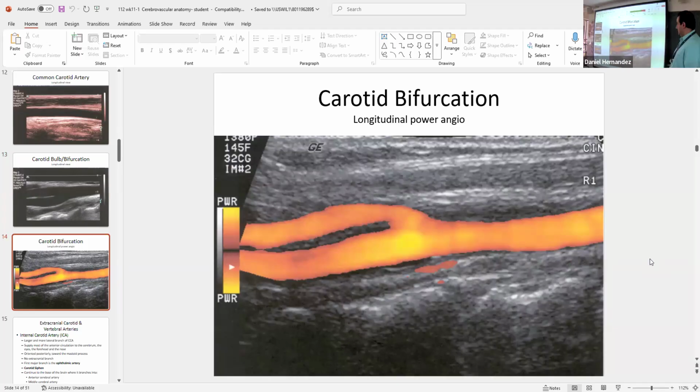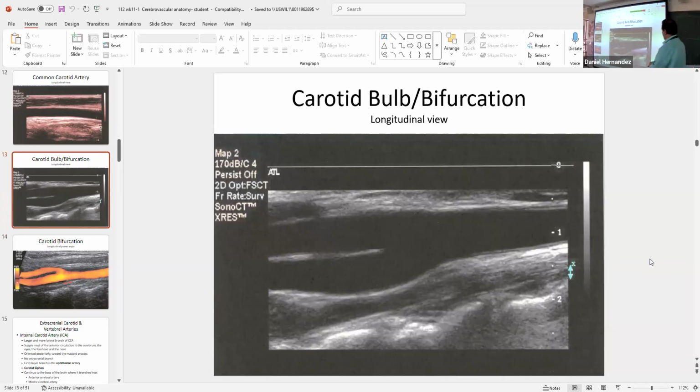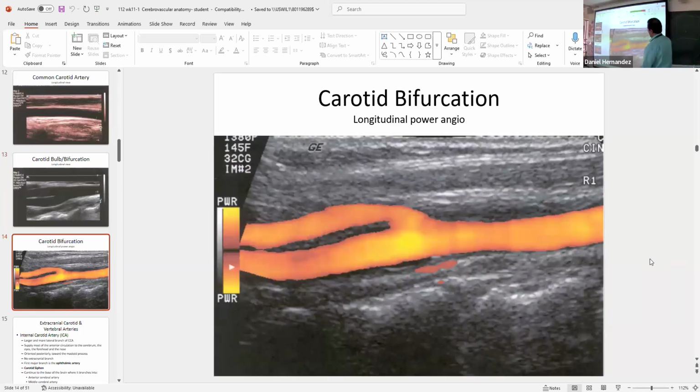So that bifurcation and bulb, again, this area is our prime area where those atherosclerotic plaques are going to be building up. So again, we want nice, clear 2D images, nice color images showing filling wall to wall. Some techs will even utilize power Doppler in this area just to make sure it isn't just low velocity flow and it truly is plaque that's developed in those areas. So you might see some techs put power Doppler on when they get to that area to obtain those images.